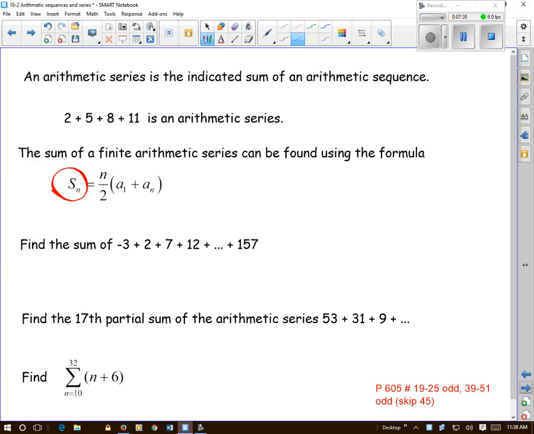Yes, n is the number of numbers that you're adding. So here, this would be S4 for that series. Now, let's look a little bit at where that formula comes from, because I think it'll help the formula make a little more sense. It's said that Gauss, when he was in elementary school, was a famous mathematician.